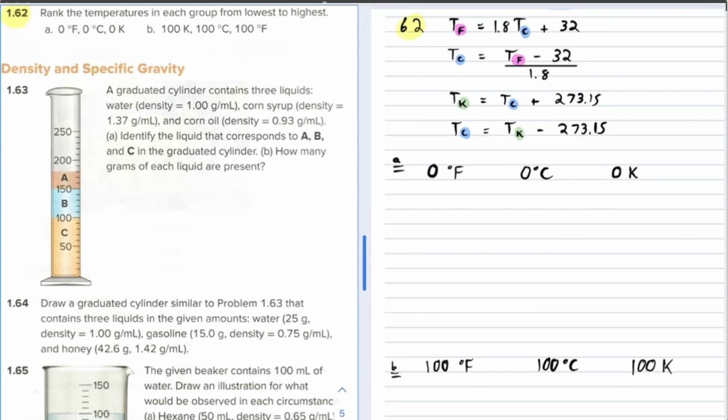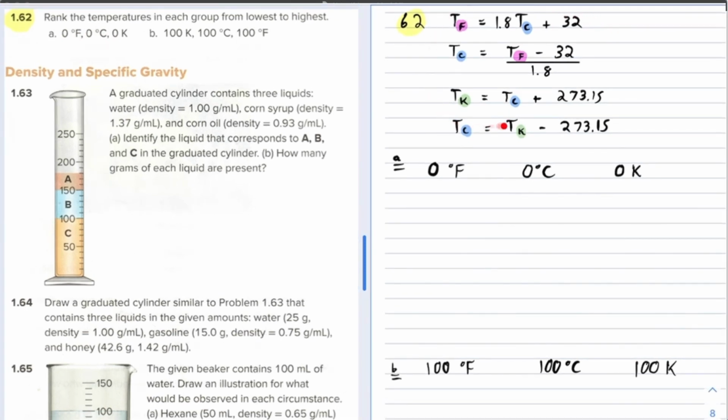And to do this, you need to know the temperature conversion equation. So these are given in section 1.9 of your textbook. And so for part A, a good way to do this is just to convert them all to the same type of degree. If you want to compare everything in Celsius, then convert this to Celsius and convert that to Celsius. So let's do that.